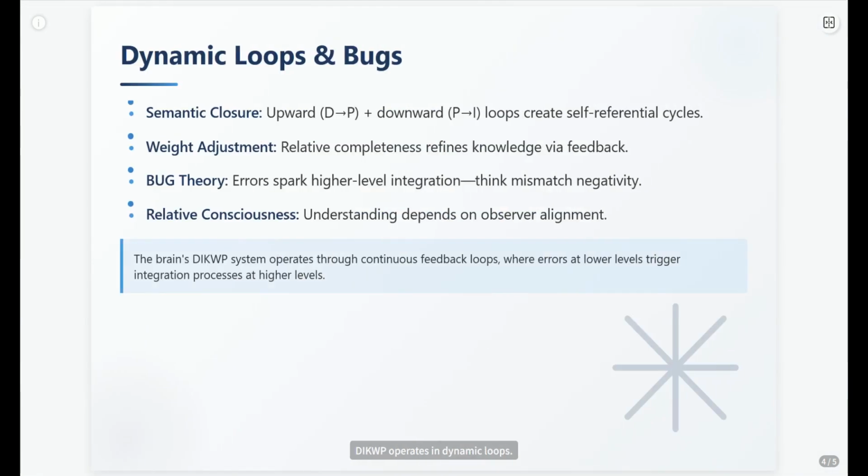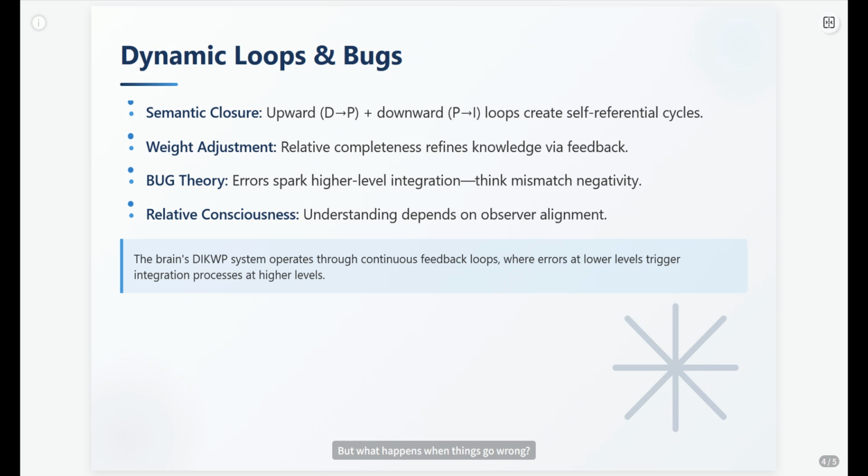DIKWP operates in dynamic loops. Upward flow: data becomes info, then knowledge, towards wisdom and purpose. Downward flow: purpose guides information processing, wisdom refines knowledge. It's a self-referential loop, constantly adjusting. This adjustment is key. Relative completeness means the system keeps refining its internal model.